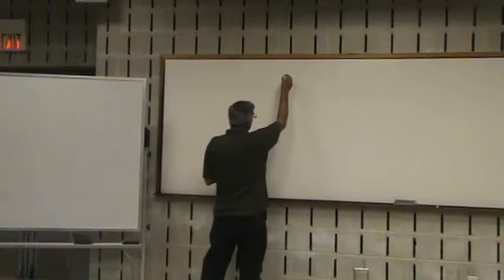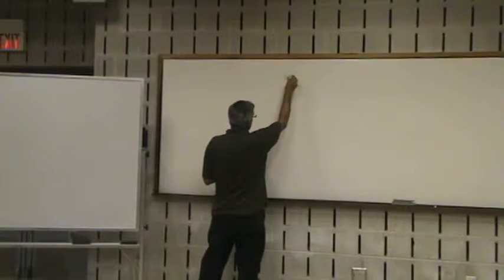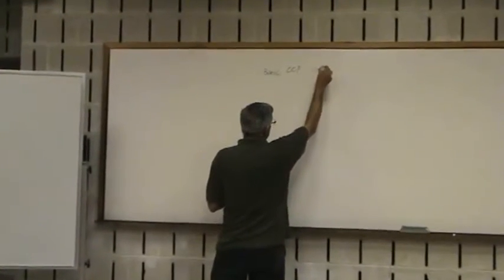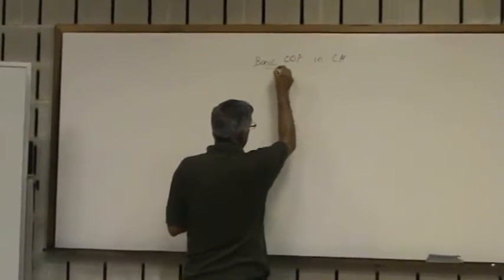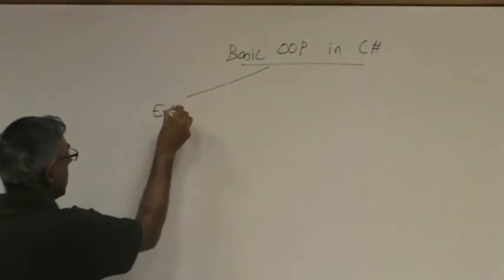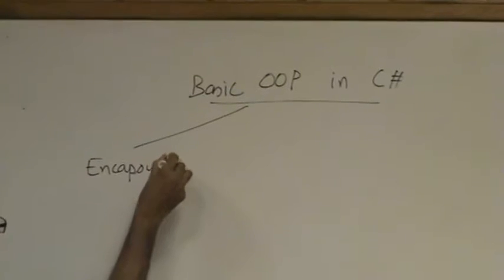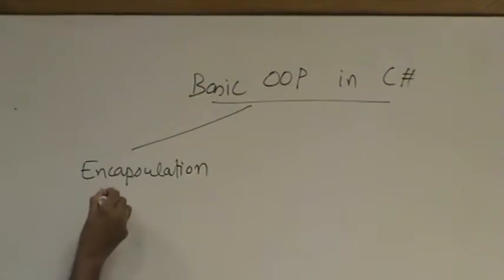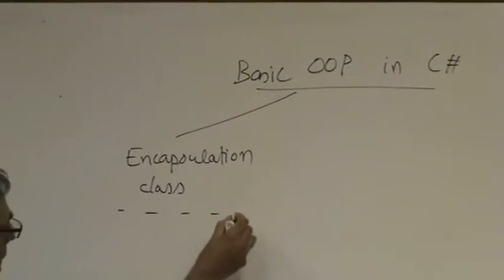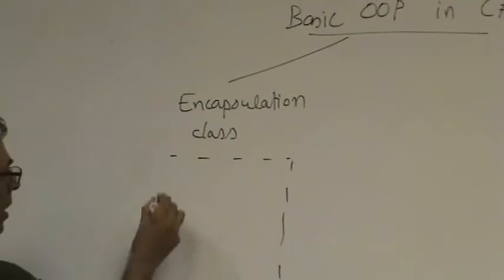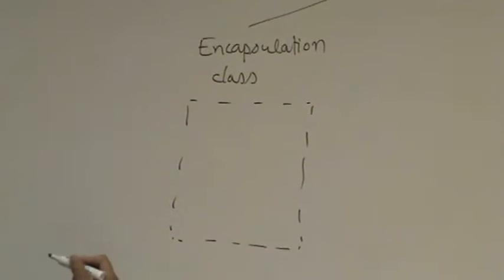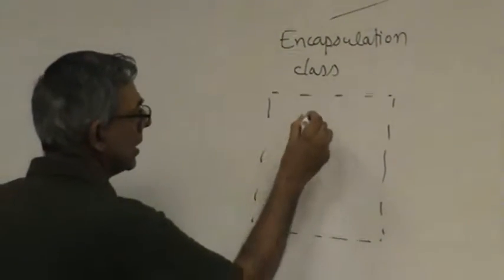So we were looking at concepts of basic object-oriented programming in C#. And as we have discussed, there are three concepts, right? Encapsulation, which basically means creating a class, okay? And not only that, we put the related data and the related functions inside the class, okay?